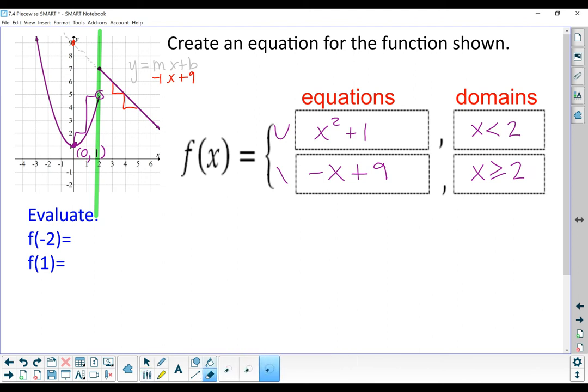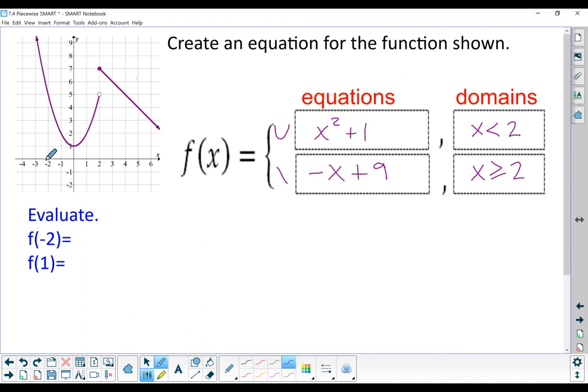It asks us to evaluate, so I'm going to erase some of my sketching over here so we can do these 2 evaluations from the graph. If I'm evaluating from the graph, I just find that x value, -2, and see what the height of the function is. So f of -2 is 5. Again, I don't think about the line because I'm only just thinking about which piece is in that domain. F of 1 would be 2.